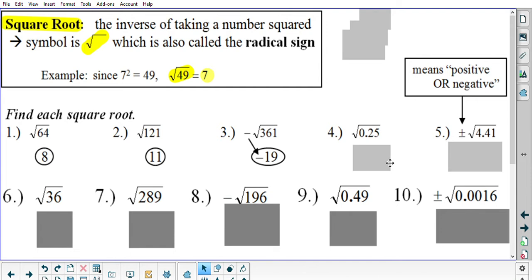Second power means times itself. Tenths times tenths would make hundredths. And so the square root of 25 hundredths is just 5 tenths. I'll say that again. Tenths times tenths would make hundredths. So that's why the answer is 5 tenths, not 5 hundredths.